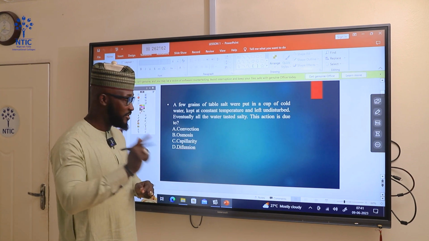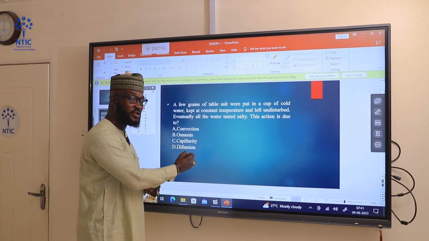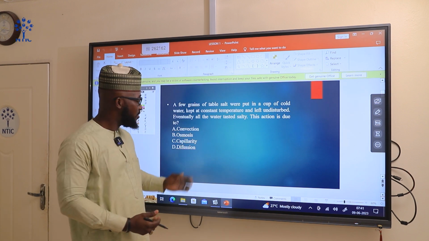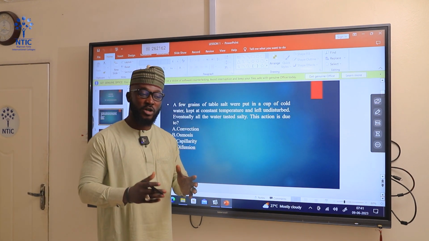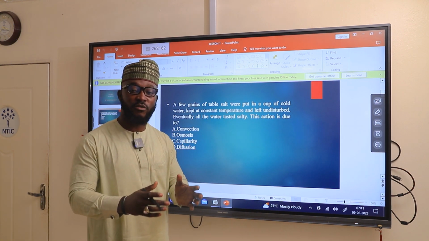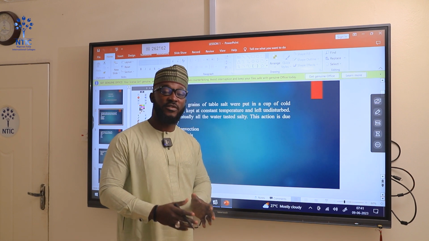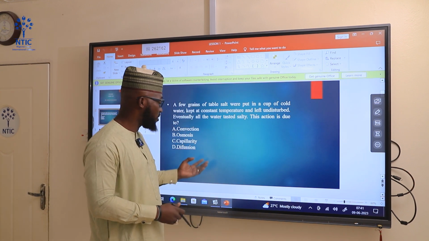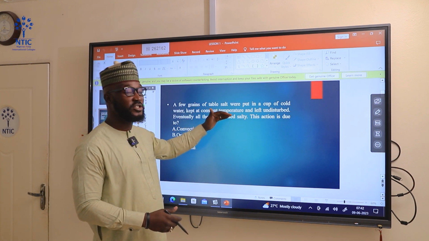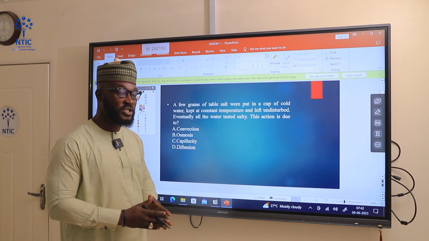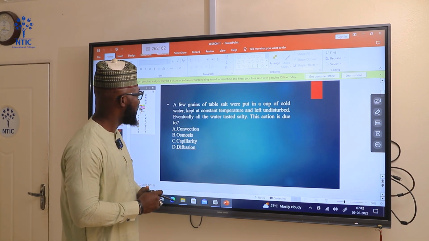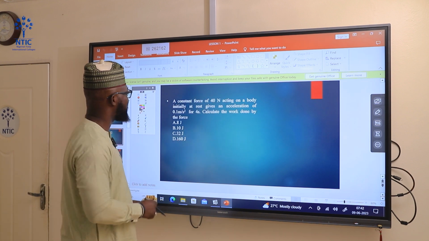Now, looking at this question, the best likely answer here will be either osmosis or diffusion, but one of them is wrong while the other one is correct. Let's take osmosis, for example. Osmosis simply involves the movement of molecules from a region of lower concentration to a region of high concentration, while diffusion, on the other hand, involves the movement of molecules from a region of high concentration to a region of low concentration. So the correct answer to this question is diffusion. Let's move on to the next question.